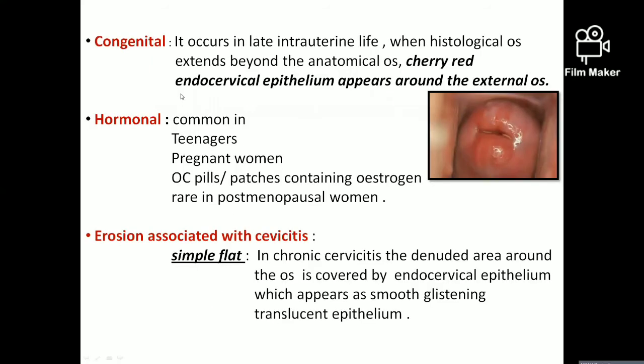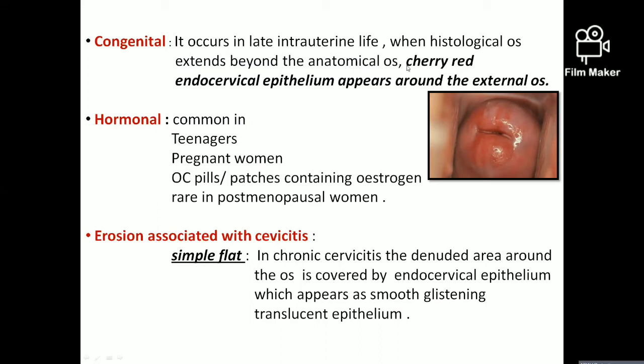Now we'll see first of all what is congenital. It occurs in late intrauterine life. Why does it occur? When the histological os extends beyond the anatomical os. The point where uterus and cervix open is the internal os, and the point where cervix and vagina meet is the anatomical, or external, os. In between the external and internal os there is the histological os, and changes take place here only.